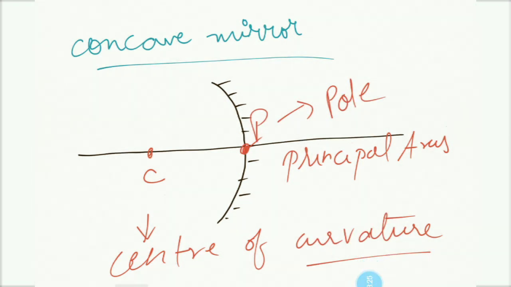So how many have we discussed? First the principal axis, then the center of curvature, and the pole. Next is something very, very important. You have to understand it with concentration. That's why I'll clear everything.